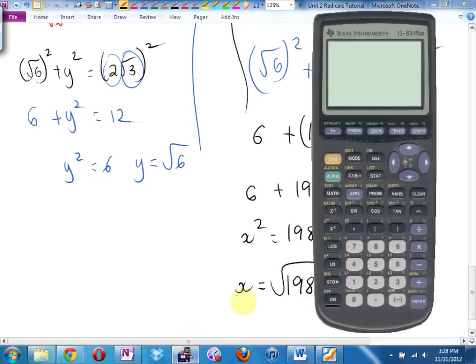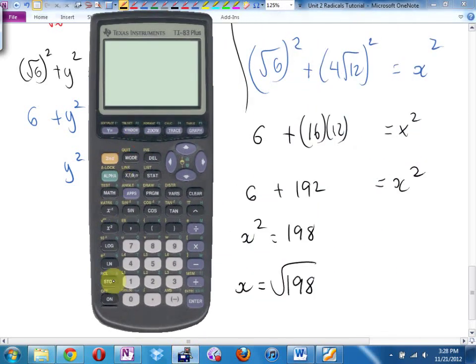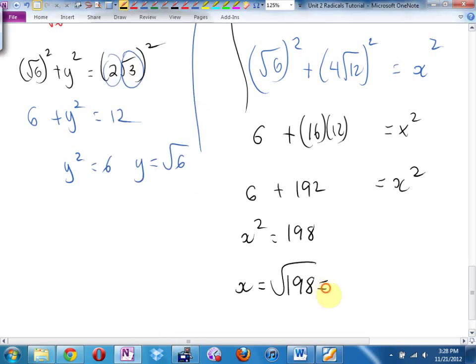198, does that simplify? I bet you it does. Let's see. 198 divided by 2. Oh, 198 divided by 9. It's 9 times 22. Does 22 break down at all into perfect squares? So this is root 9, root 22, or that. There's your final answer.